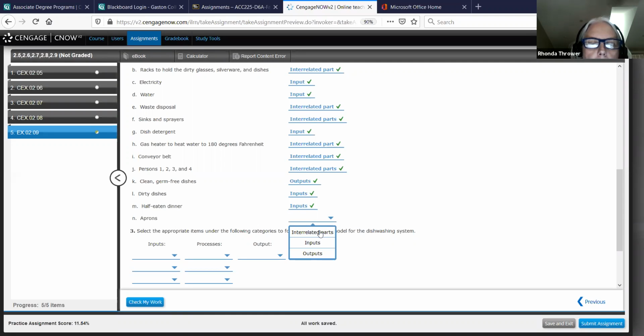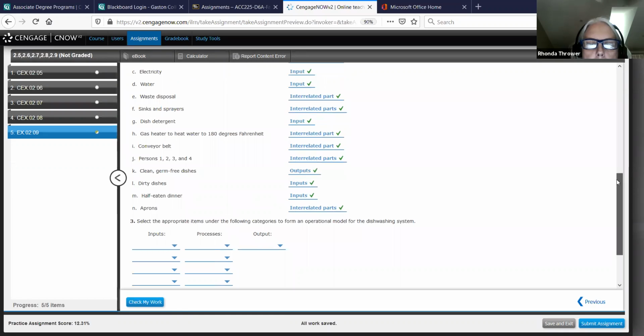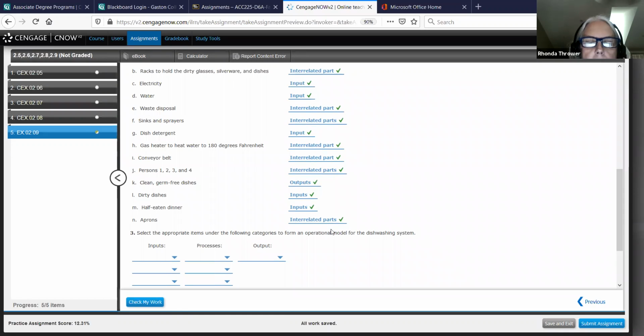The aprons would be considered an interrelated part because that is certainly not an input. You're not putting it into the dishwasher. You're not getting it out as clean dishes. The only one it could be is interrelated parts.